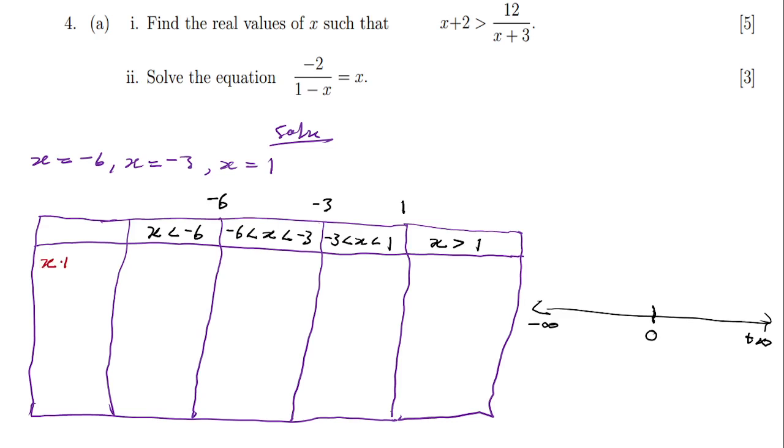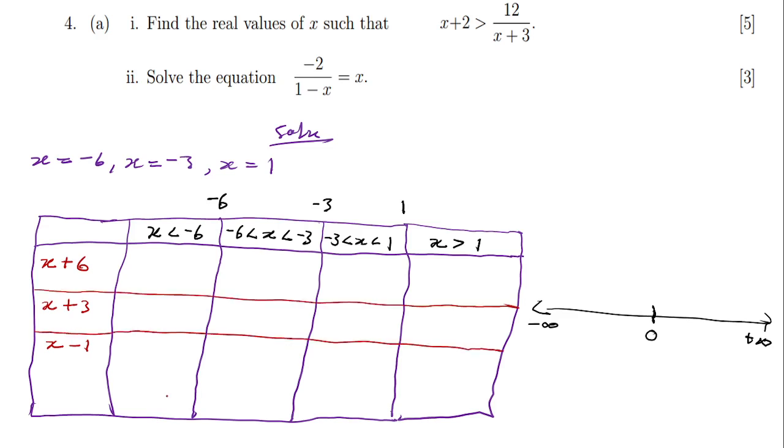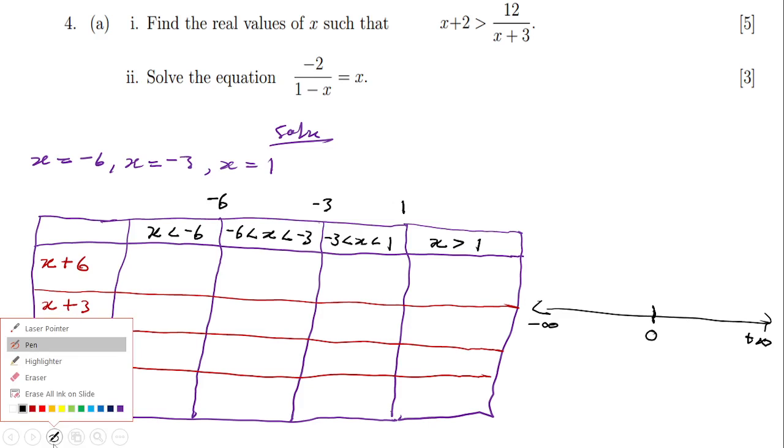So you put x plus 6, then x plus 3, then x minus 1. These are the three guys you are going to put in the box on the last side. If you want, you can put the whole equation in that box, but sometimes personally I don't put it. Once you do that, what you have to do now is to test.